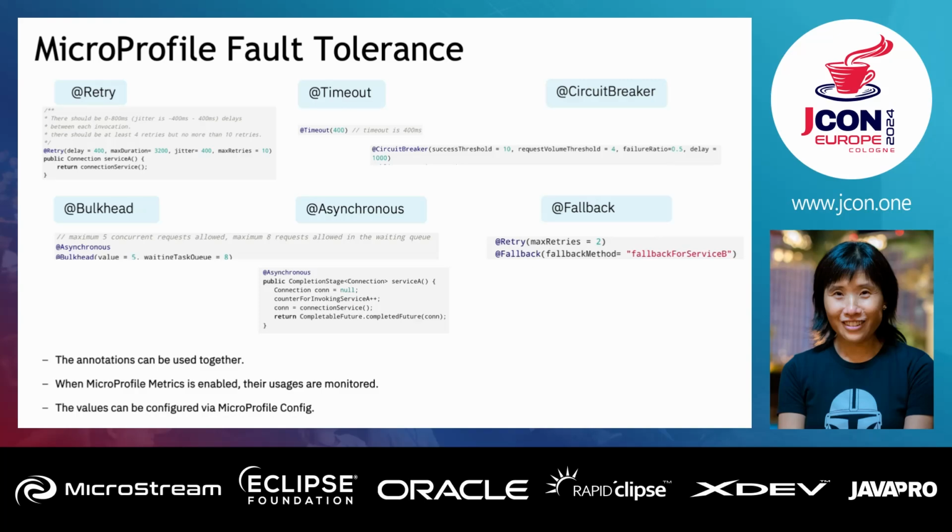Asynchronous means this operation will be running on another thread. So this is asynchronous. There's also fallback, which I mentioned earlier. The beauty of MicroProfile Fault Tolerance is that all these annotations can be used together. And also, the metrics will be automatically generated. So later I'll show you, if you go through a retry, the customer will not know it, but in the backend, the metrics will be generated, saying, by the way, you did a retry.